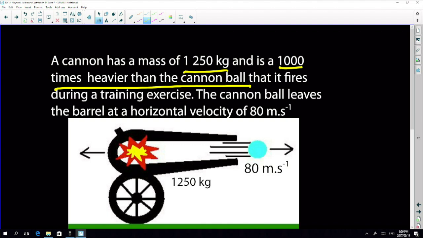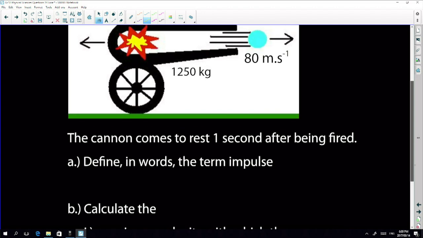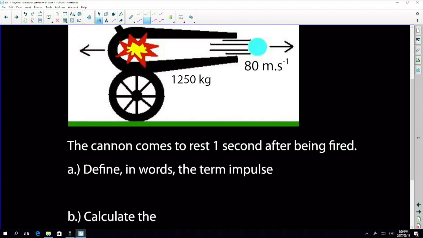It fires during a training exercise. The cannonball leaves the barrel at a horizontal velocity of 8. So that's the velocity of the cannonball. And then we've got a picture, okay? So we've got our cannonball coming out, and we've got our cannon. Brilliant. First question. The cannon comes to rest, important, comes to rest 1 second after being fired.